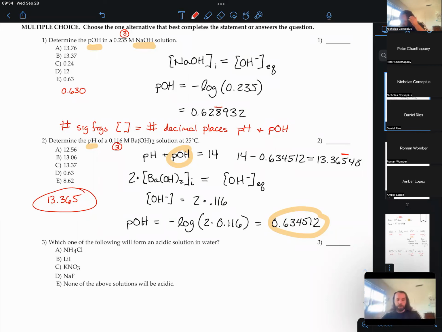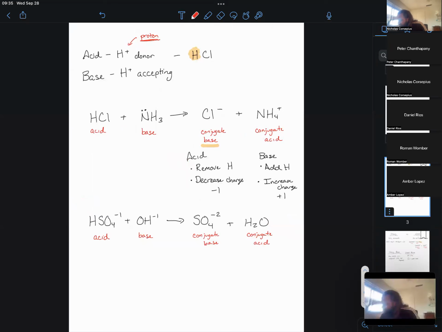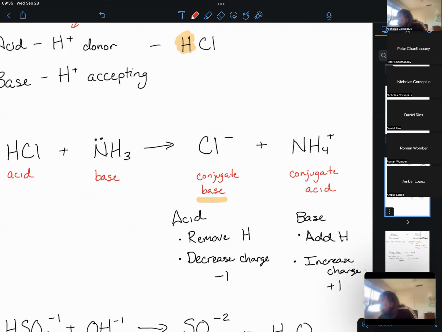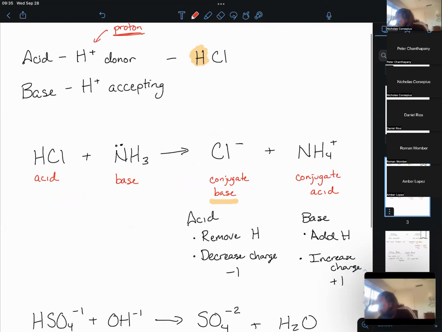All right, so for this next problem here, it's asking for which of the following would form an acidic solution in water. Okay, and it gives this list here. None of them are strong acids, that's for sure. So how are we going to spy which one of these forms an acidic solution in water? Let's go back to what we did at the beginning here.